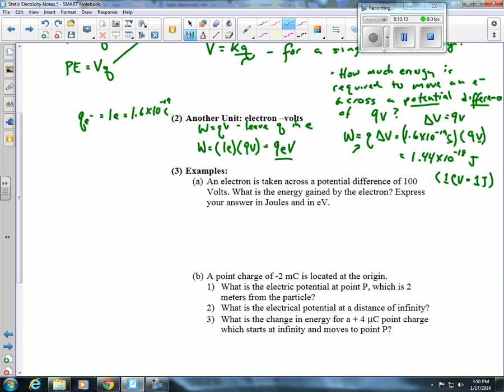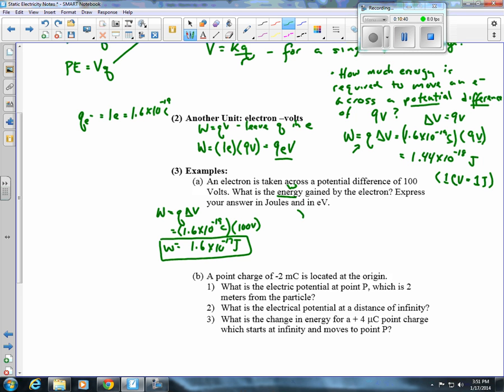So energy, we use W for energy. So then it's going to be W equals Q delta V. I can say it's 1.6 times 10 to the minus 19 coulombs times 100 volts. And that would give me 1.6 times 10 to the minus 17 joules. Completely correct and is the right answer.